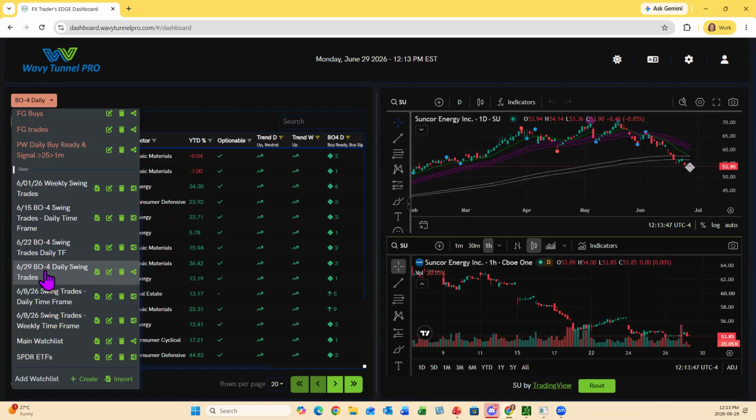For those of you that have the dashboard, you can already see which stocks have been shared with you on 622 and 615. You still have access to this. I guess at some point I should remove them and delete them because you're going to accumulate a lot of watch lists.